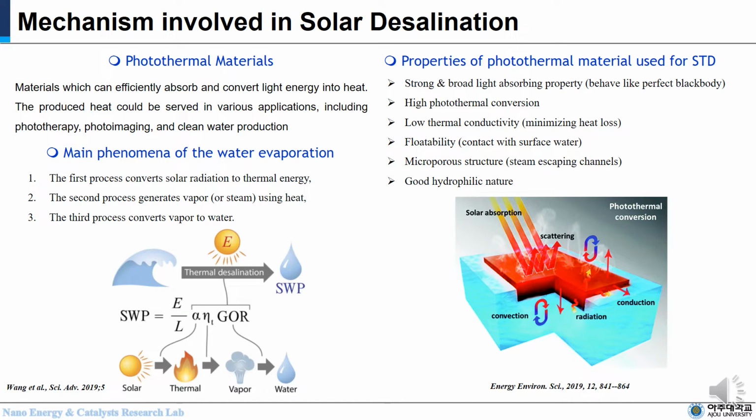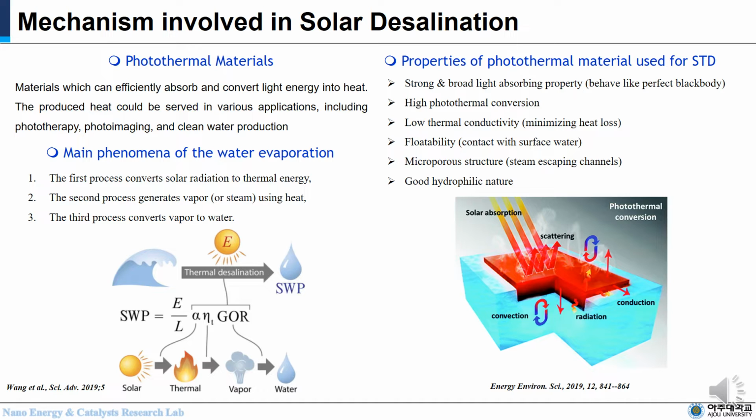Mechanism involved in solar desalination. Solar energy appears to be a realistic and long-term solution to the world's persistent concern of water constraint. However, photothermal materials are frequently used to enhance the natural process of solar-driven evaporation. The materials which can efficiently absorb light and convert it into heat energy are called photothermal materials. So, what are the main phenomena involved in the solar desalination process? That is the water evaporation process.